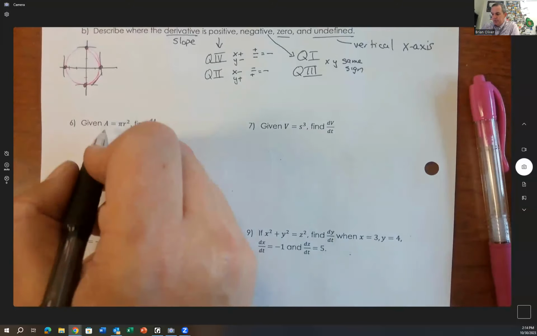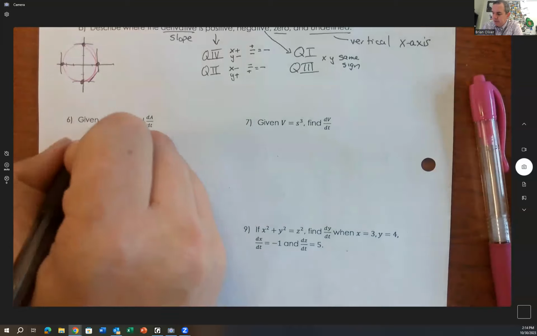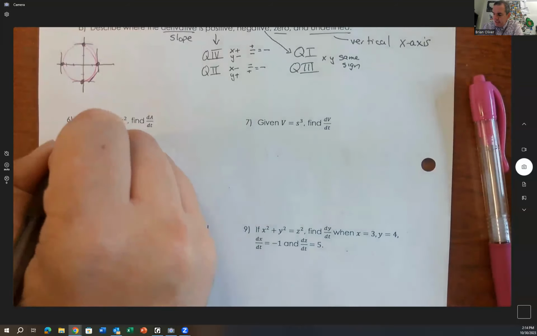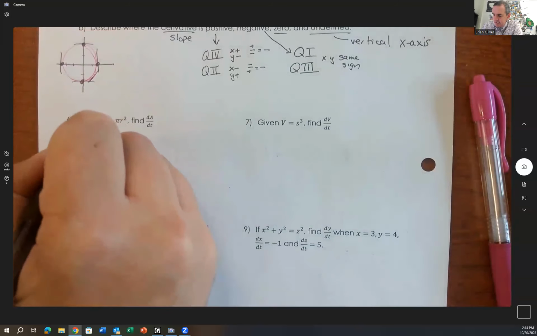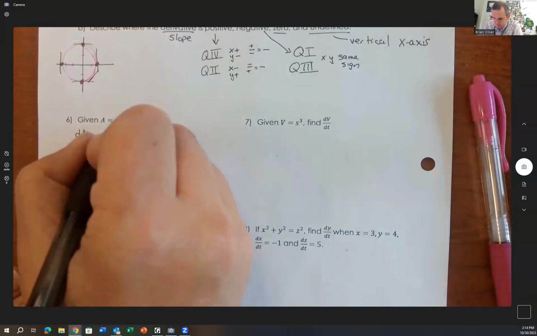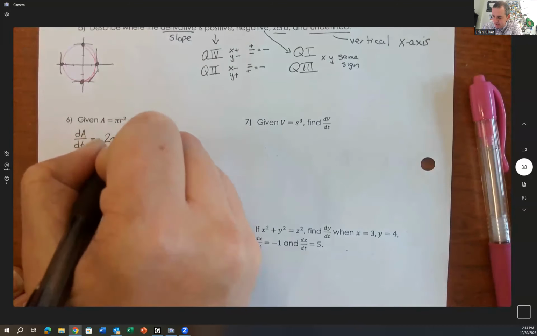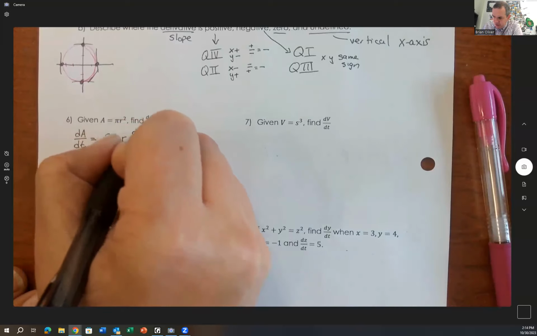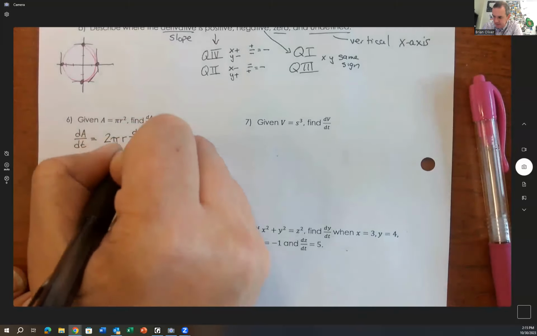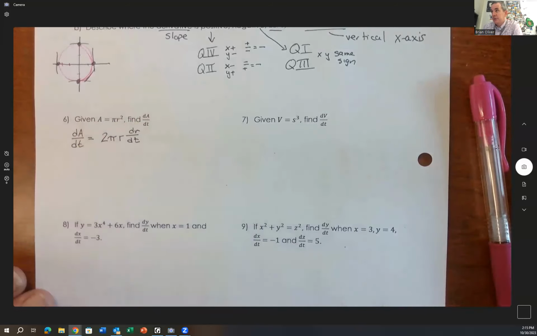Your area of a circle. So again, we're going to do it with respect to t. We don't always have to do it with respect to x. So if we take the derivative of A with respect to t, we get dA/dt equals, pi is a constant, so we can do 2 pi r dr/dt. And there's our derivative with respect to t.